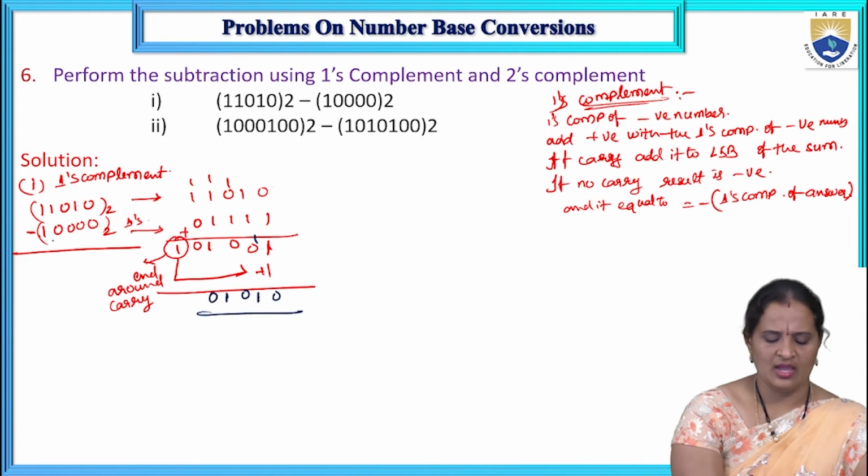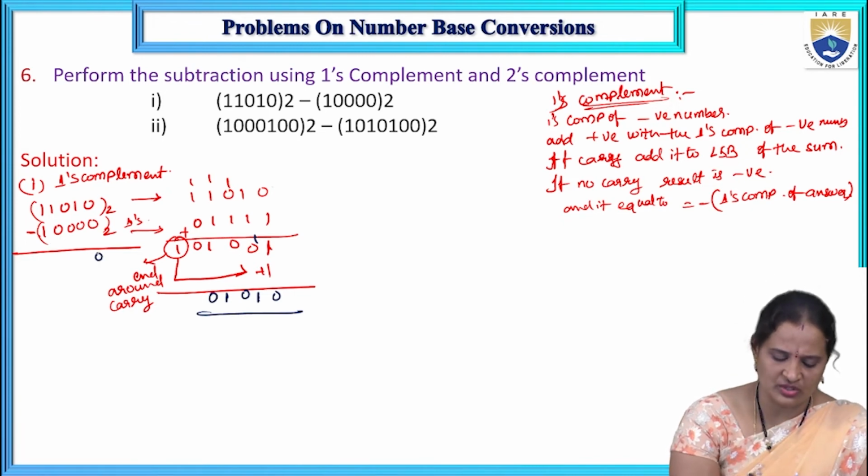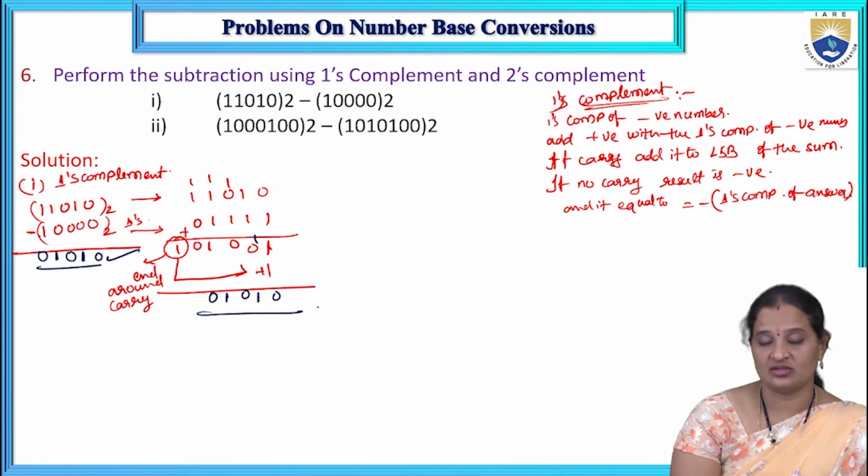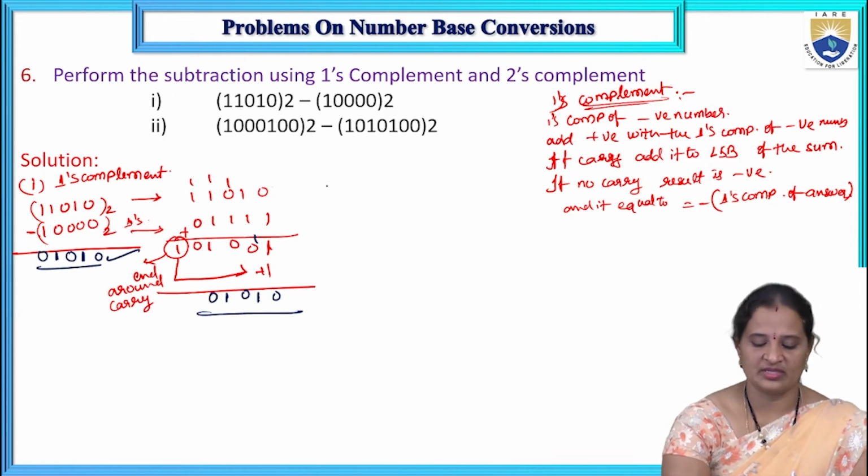Now let us do the normal subtraction. 0 minus 0, 0, 1 minus 0, 1, 0 minus 0, 0, 1 minus 0, 1, 1 minus 1, 0. So this answer and this answer are the same. So this is 1's complement subtraction.